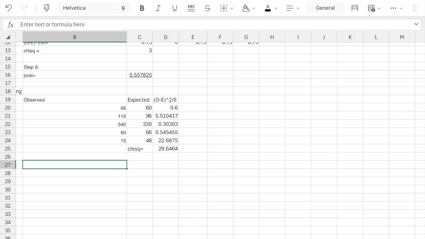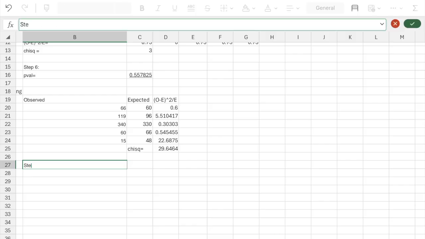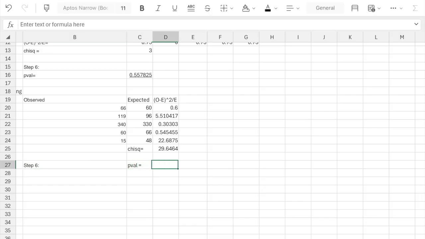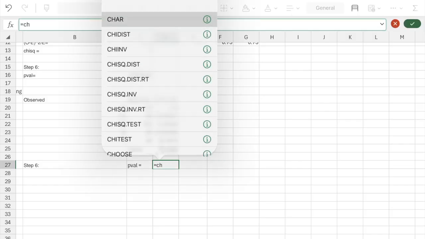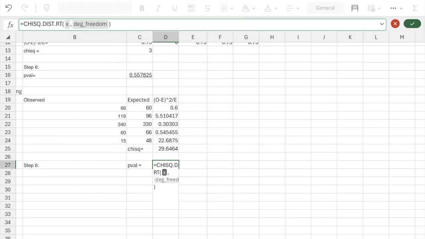So let's go ahead and do step 6. P-value is going to equal chi-squared dot dis dot rt. Again, it's an RT. It's always going to be a right-tailed test. Comma, degrees of freedom here. Any guesses? 1, 2, 3, 4, 5 categories. 5 minus 1 is 4. So it's going to be 4 again.